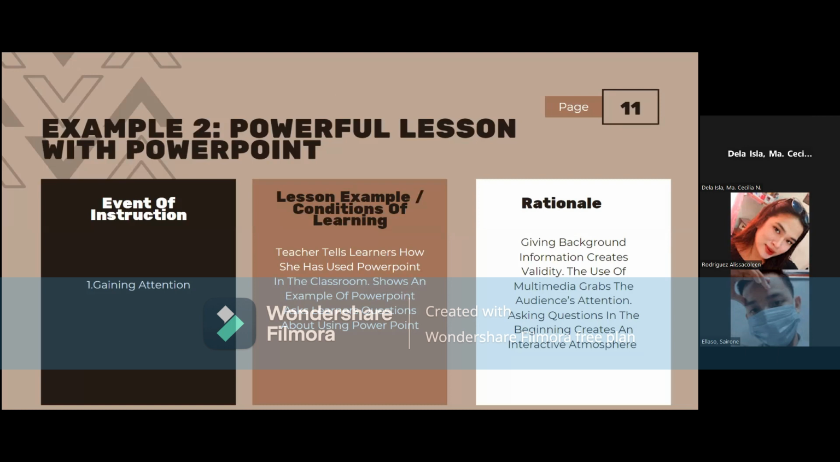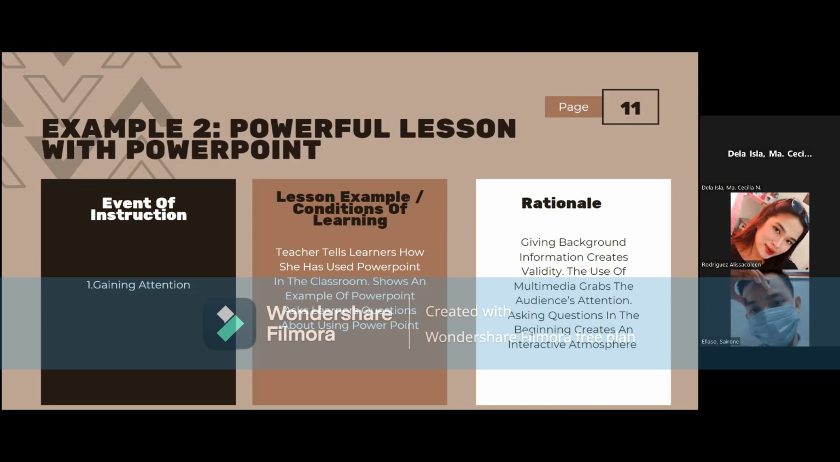Teacher tells learners how she has used PowerPoint in the classroom, shows an example of PowerPoint, asks learners questions about using PowerPoint. Dito, dito titignan ng teacher kung may alam ba yung mga estudyante niya about PowerPoint na ituturo niya sa mga estudyante niya. And mag-ask siya ng question para malaman niya yung knowledge or kaalaman ng mga estudyante na meron siya doon sa PowerPoint na i-discuss niya.